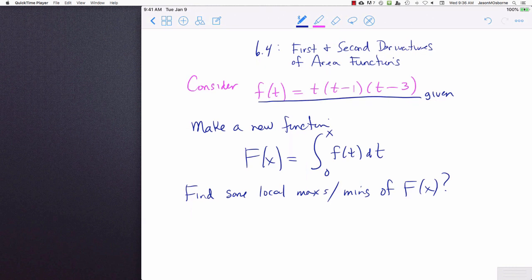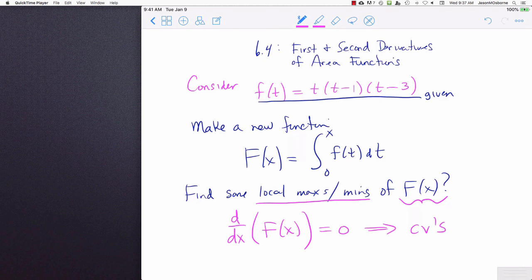Okay. And you have to dig back into your memories to remember how to find local maxes and mins of any function. To find local maxes and mins, you need to compute a derivative of the thing that you are trying to find the local max or min of, and you're going to set that equal to 0 to find critical values.